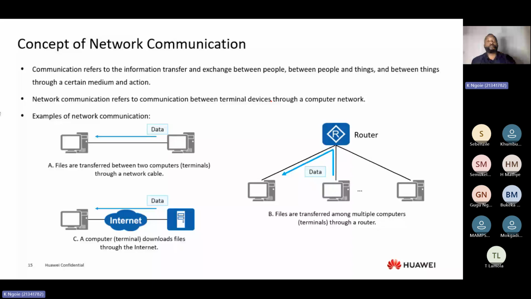All right, and then you can have a type of network where now it has to go through the internet. You have a computer which is downloading files through the internet, for example from a website. In this case, the computer must connect to the internet through an internet service provider. The internet service provider will connect the computer to the web server where the files are stored. That's exactly what is happening, for example, now that we're having this meeting.